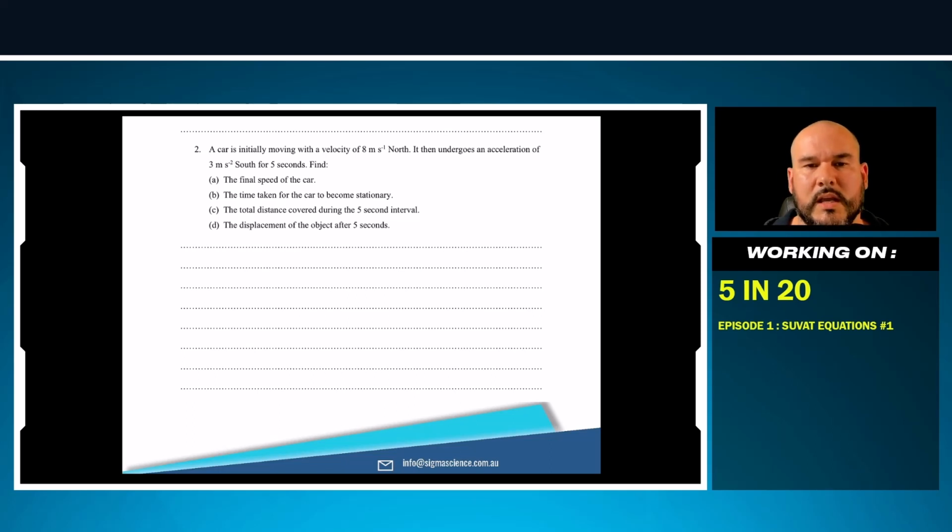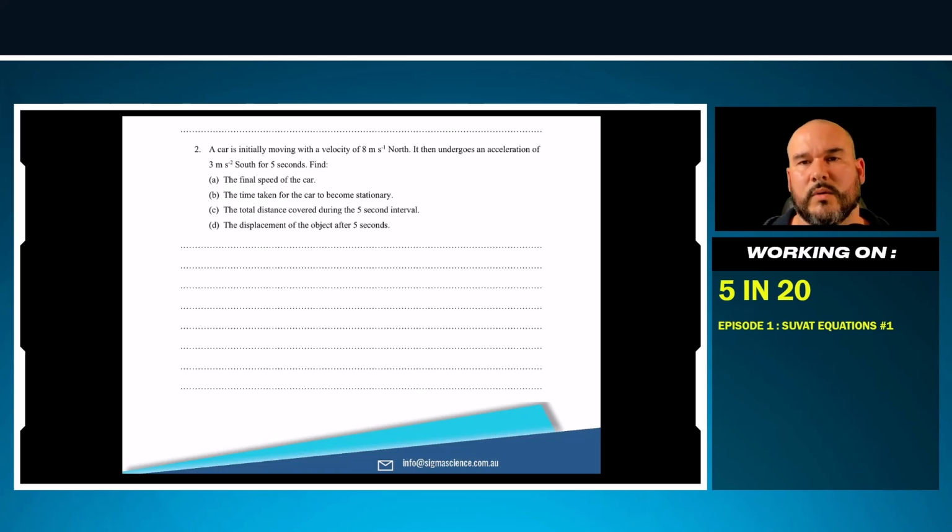All right, so I would say here that the 8 meters per second north is going to be positive 8. It's my initial velocity, so therefore u is positive 8. The acceleration is 3 m s^-2 south, so therefore my acceleration is going to be negative 3. Time given 5 seconds, so find the final speed of the car.